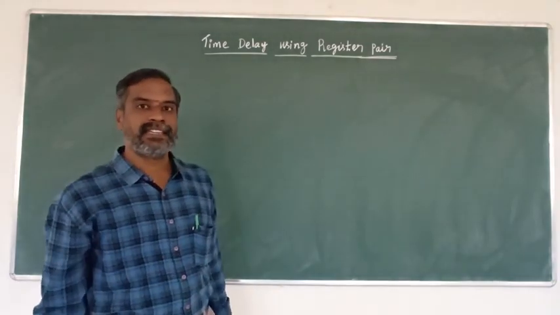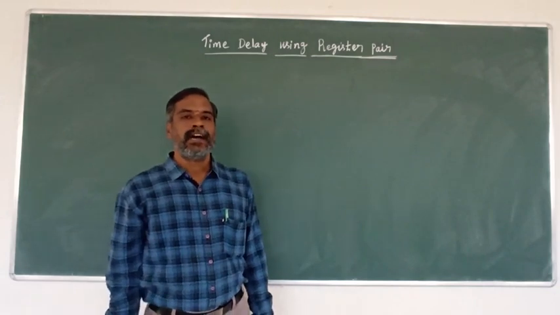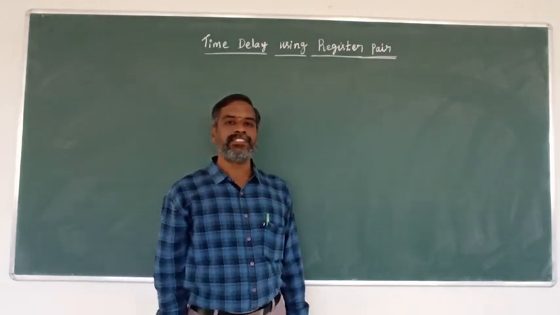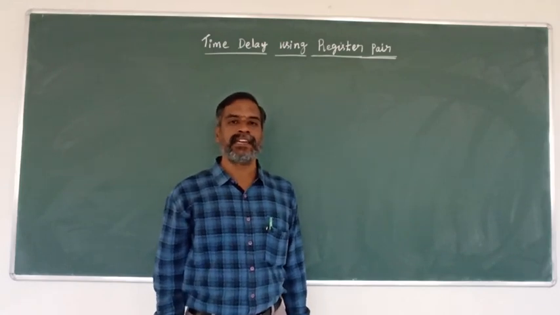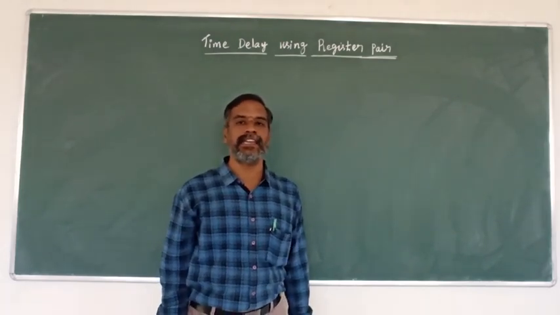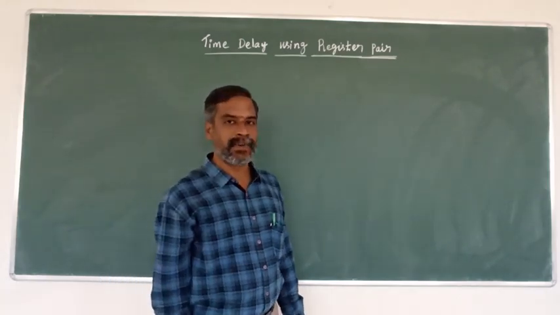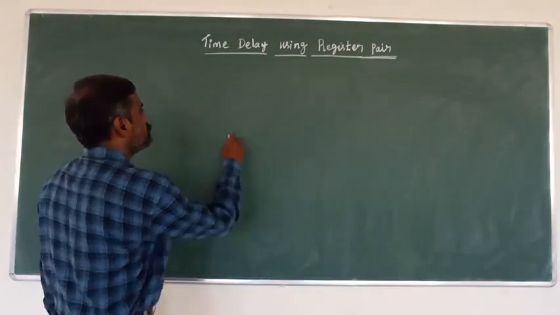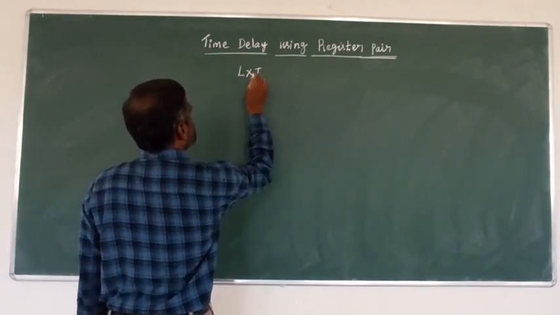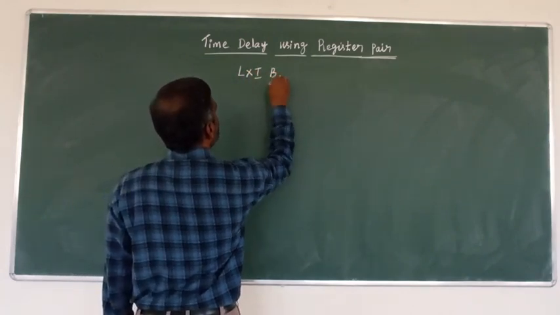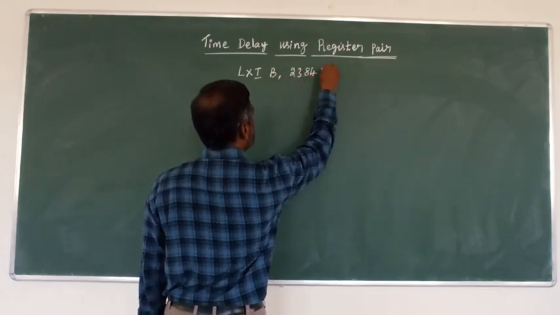What are the register pairs available in the 8085 microprocessor? The BC register pair, DE register pair and HL register pair. Here we can use BC: LXI B, 2384H.